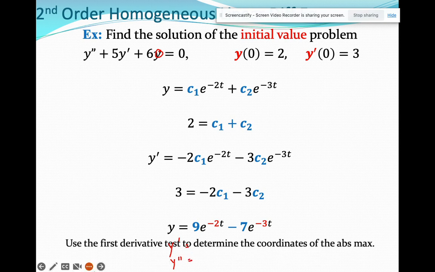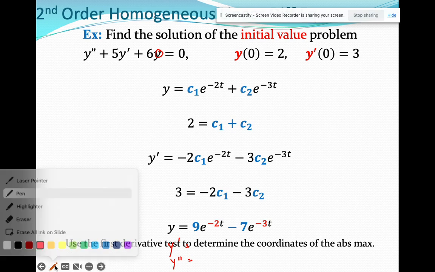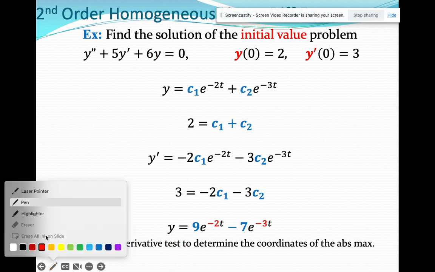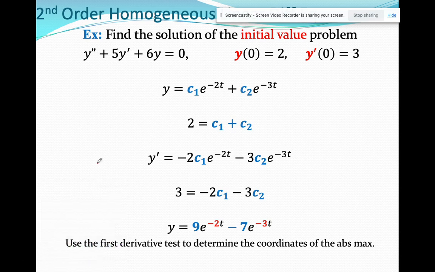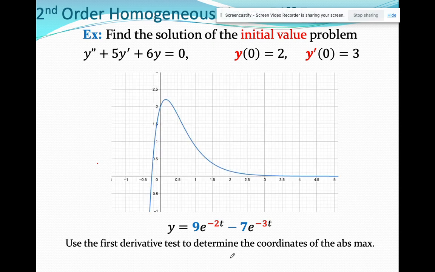But what if I asked you to use a derivative test to determine the coordinates of the absolute max? Now I think I went ahead and edited this because some of this number isn't exactly nice. So I think on the next slide, I went to just finding the x coordinate, but whatever, I'll show you that in a minute.